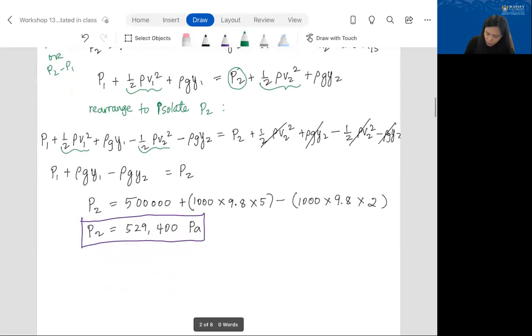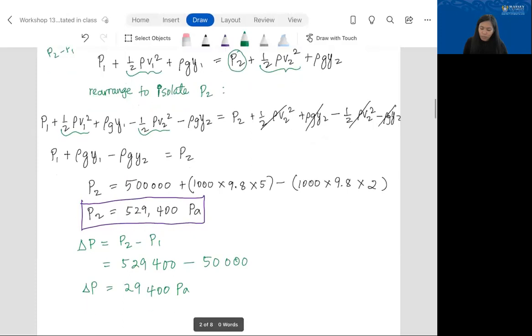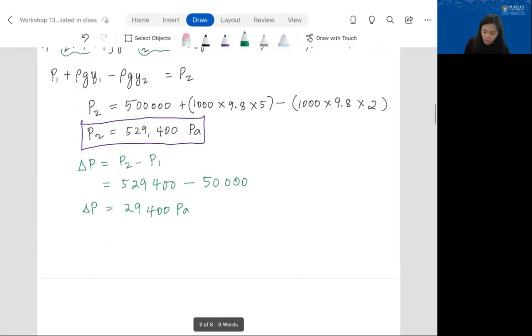So let's try to prove that. So we've solved for P2. So the change in pressure, which is P2 minus P1, will be equal to the P2 that we solved, 529,400, minus the original pressure that was given, 50,000 pascals, and you'll get a change of pressure of 29,400 pascals. Okay. So this will be the change of pressure you'll get if you've used Bernoulli's equation to solve for P2 and then got the change in pressure.